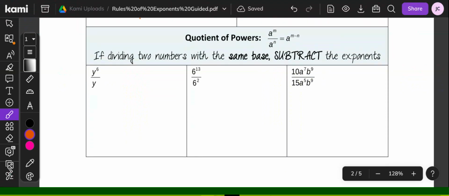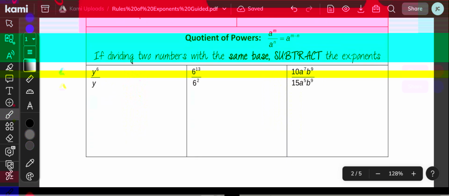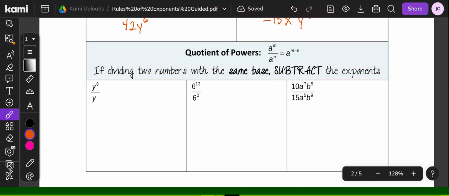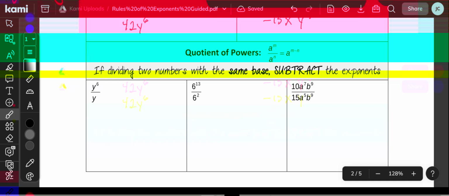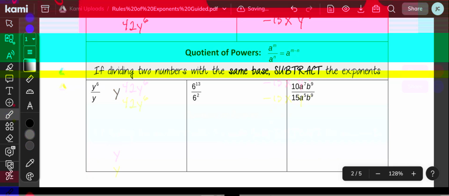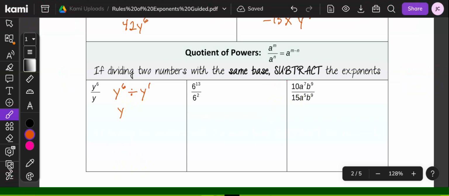Quotient of powers. So this is, instead of multiplying our bases, we're dividing the bases. And because we're dividing the bases, we're going to subtract the exponents. I want us to start out doing it the same way every time. Bottom from the top. So if I have y to the 6th divided by y to the 1st, which is y to the 6 minus 1, which is y to the 5th.